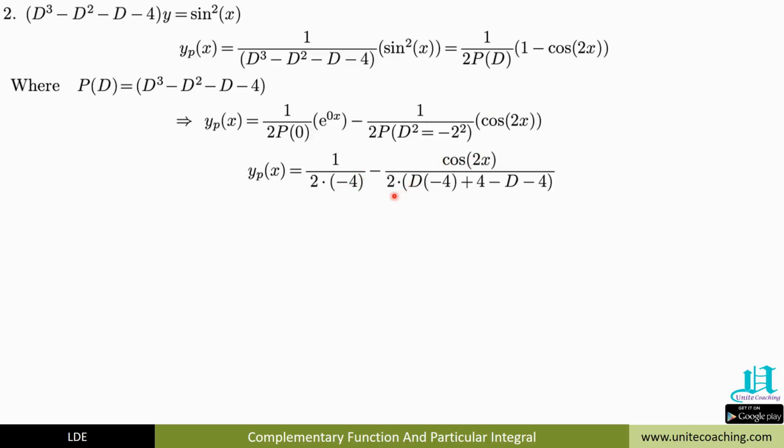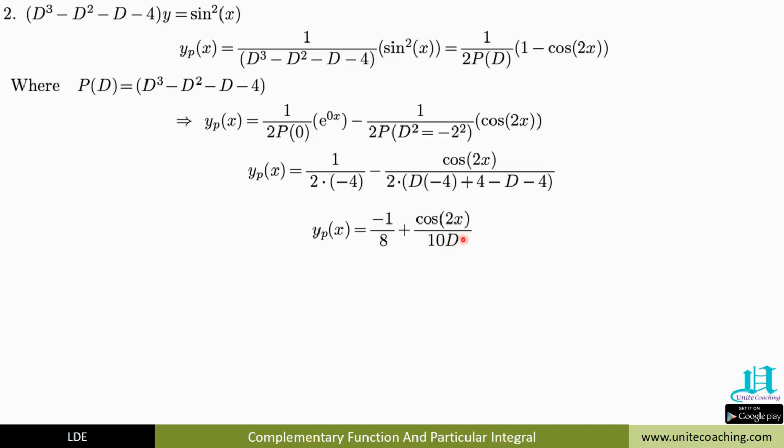minus cos of 2x divided by 2 into, now you replace this d cube, which can be written as d into d square, so the other part, that is d square, you will replace by minus 4, then this d square, minus of d square will be replaced by what? Minus 2 square into minus, so this will become plus 4, and minus of d you again have as it is, and this minus 4 as it is, so this minus 4 and this minus 4 will get cancelled, right? This minus 4d and minus d will become what? Minus 5 of d. So the answer you will get for this case is what? Yp of x equal to minus 1 upon 8 plus cos of 2x divided by 10 of d.